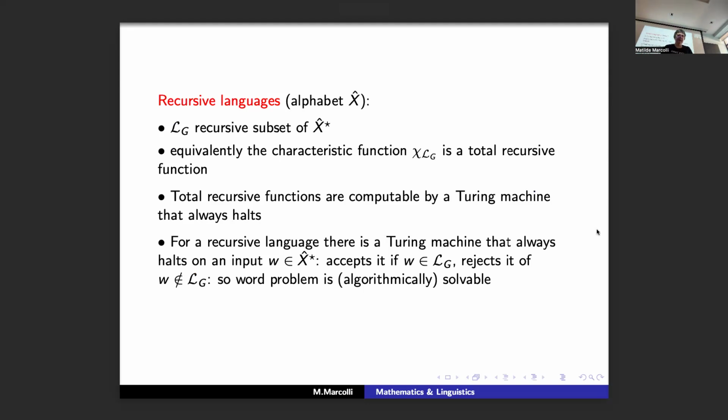So, recursive, as I said in words, would be exactly the subsets of the set of all words in your alphabet where the characteristic function that identifies the subset is a total recursive function rather than a partial recursive function. And so they are computable by a Turing machine that always halts and tells you whether a word is in the language or not.